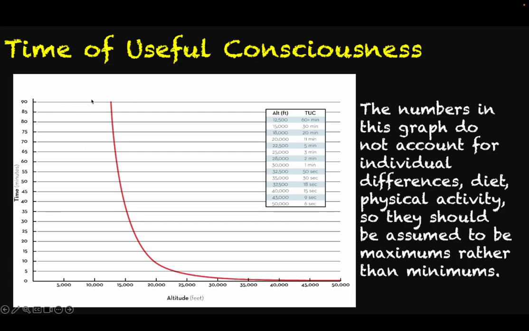So once you ascend past 10,000 feet and into 15,000 feet, if you're at 15,000 feet, then your time of useful consciousness at maximum is going to be about 90 minutes. The numbers in this graph don't really account for individual genetic and physiological differences from one pilot to the next, and then other things like diet and physical activity. So these really should be assumed to be maximum times of useful consciousness rather than minimums or averages.